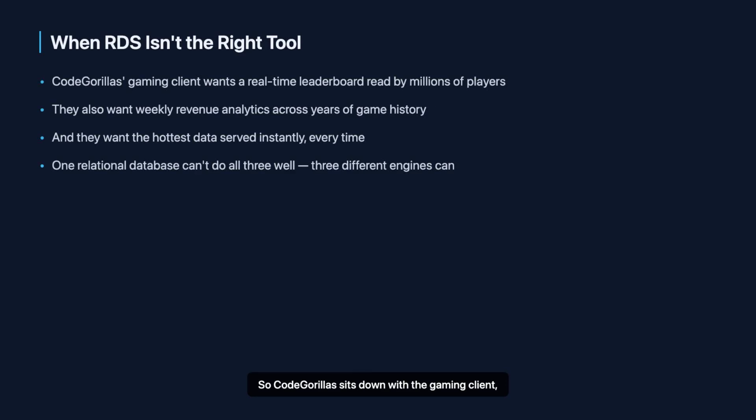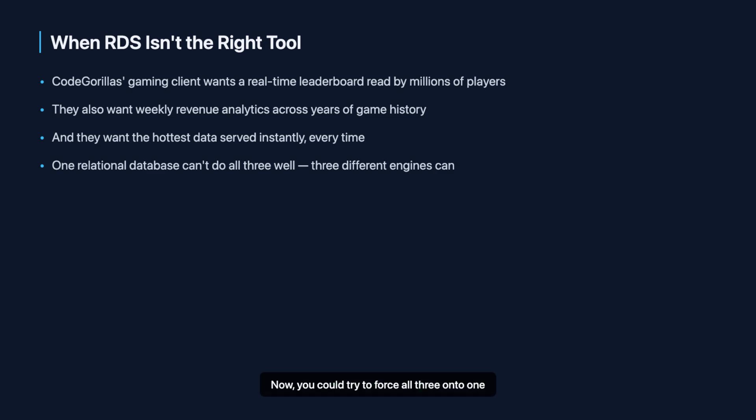So CodeGorillas sits down with the gaming client, and 3 requirements land on the table. First, a real-time leaderboard, read and written by millions of players, where every lookup has to come back in single-digit milliseconds. Second, the product team wants weekly revenue analytics across years of game history, trends, cohorts, regional breakdowns. And third, the very hottest data, the real-time top ranking, needs to be served instantly, every single time.